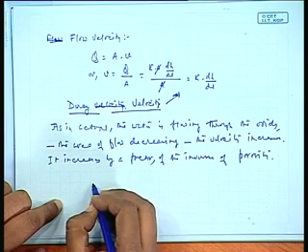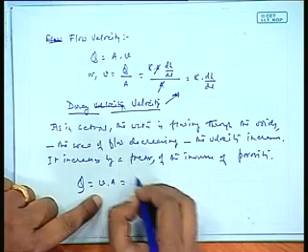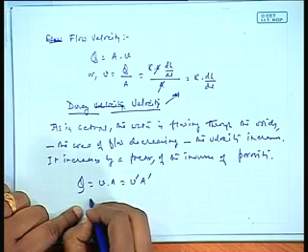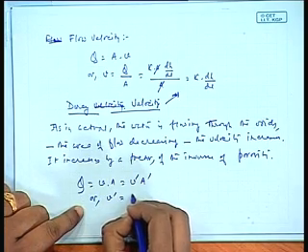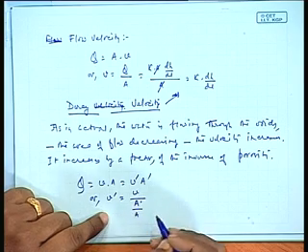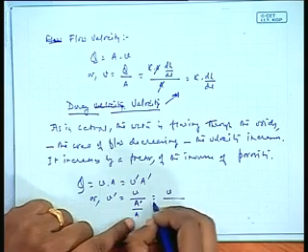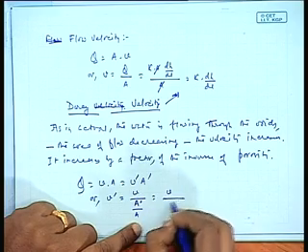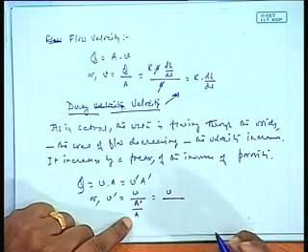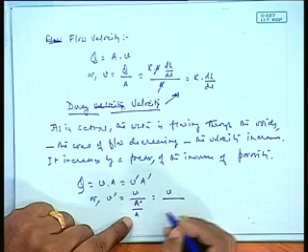Which is nothing but, you can identify this, Q would be V into A, and also V dashed into A dashed, or V dashed is equal to V divided by A dashed by A. If you multiply the area by the width, that gives the volume, and the width cancels out. So you can find this out.